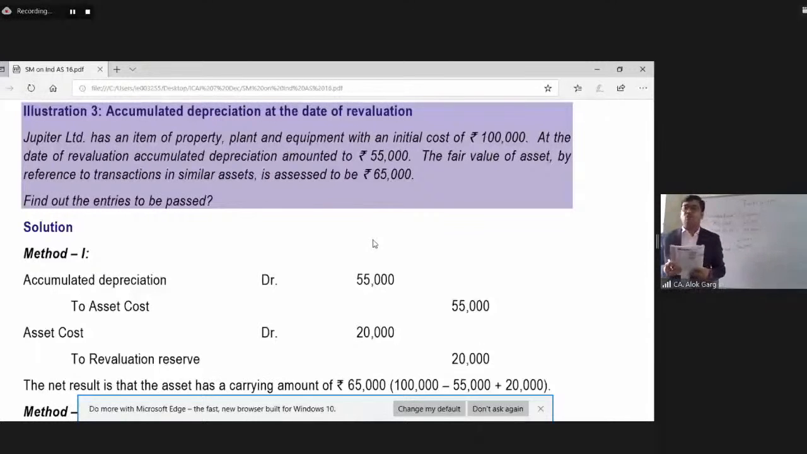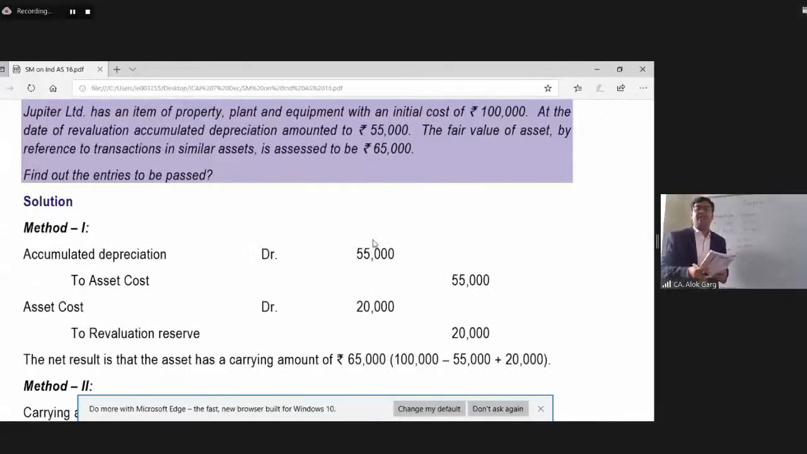So there are two methods: one is the gross method, one is the net method. First of all, let's move to the net method. In the net method, we have eliminated the existing accumulated depreciation, so this 55,000 will be eliminated. What will be the accounting entry? Accumulated depreciation account debit to asset account, 55,000. Now the balance in the asset account becomes 45,000. Then you have debited your asset cost by 20,000 and credited the revaluation reserve by 20,000. So now your asset becomes 65,000.